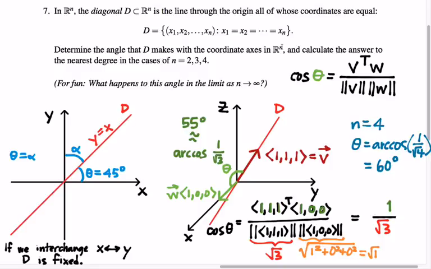But yeah, I thought this was kind of a neat problem because it gives us an insight into higher dimensions that really plays with at least my intuition about what's possible in lower dimensions. The higher up we go, the more that this diagonal makes a right angle with the coordinate axes.